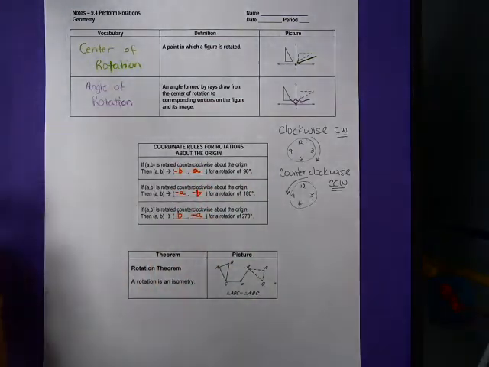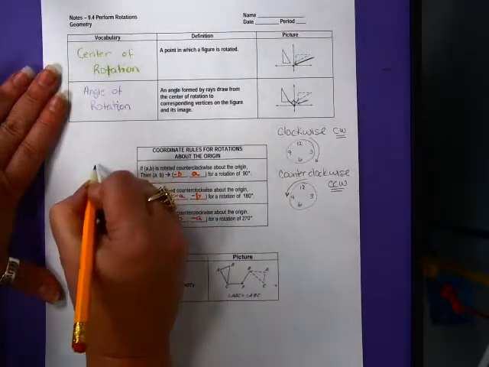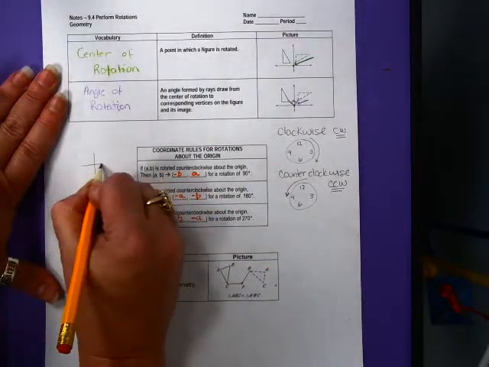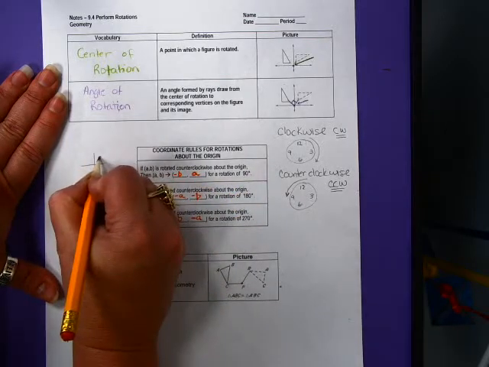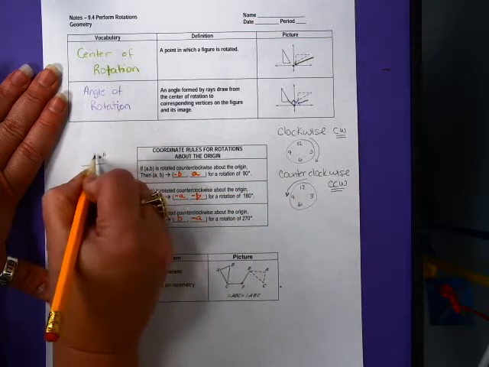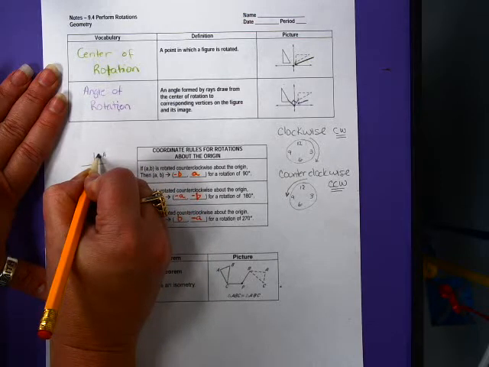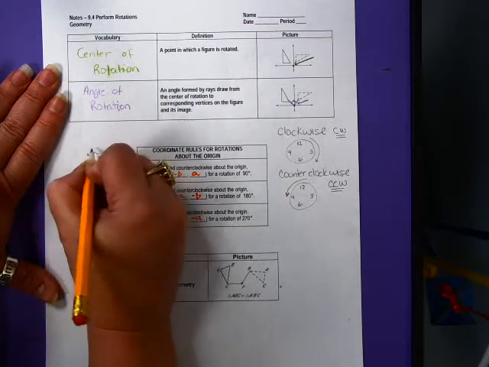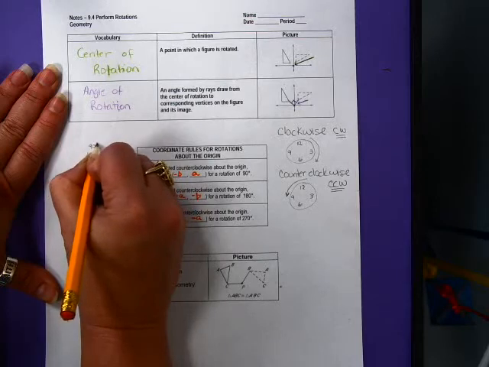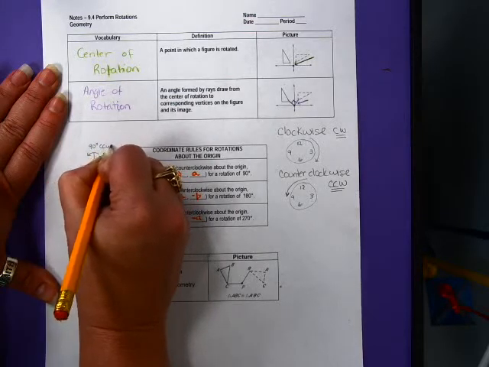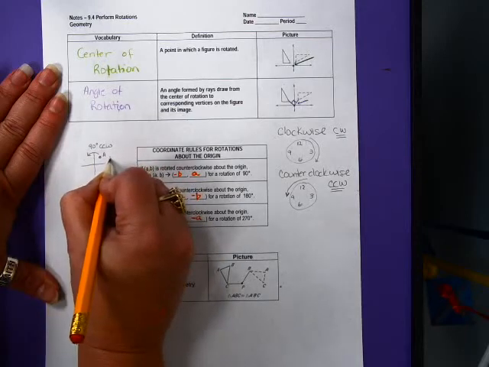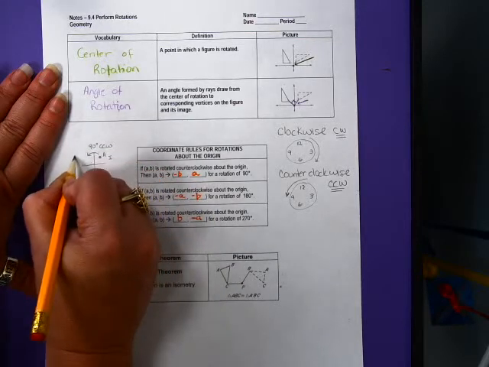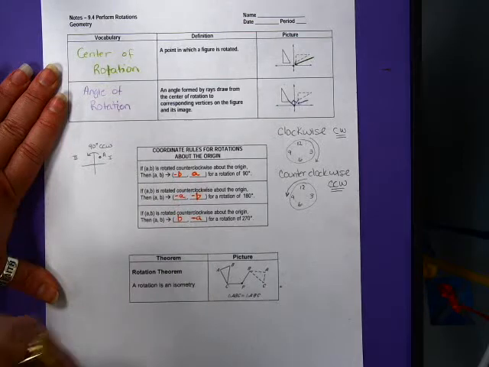Alright, so here, I just want to make sure that you know what I'm talking about, a rotation of 90 degrees. So let's say, here's my point A. If I rotate it 90 degrees counterclockwise, that means I'm turning it over. It'll go from the first quadrant, and it will turn into the second quadrant.